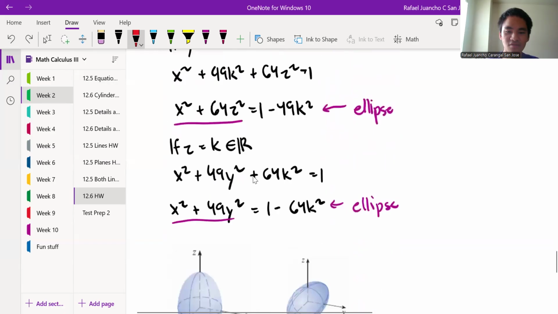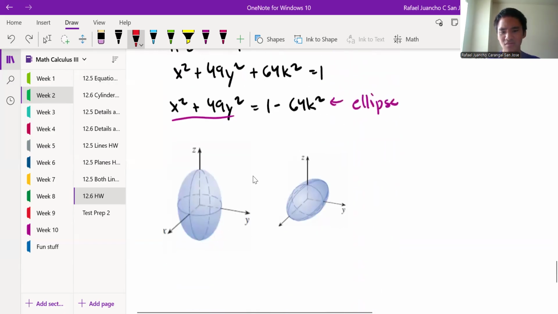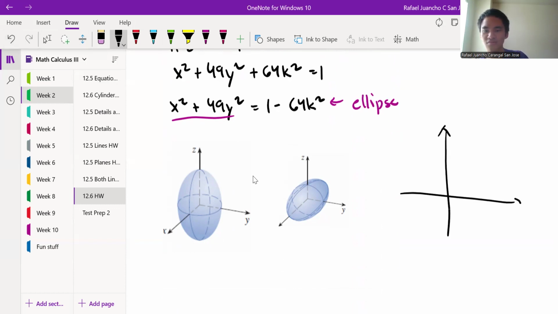49 and 64. How would that look? Let's say I'm gonna do it in 2D. Y and Z. 49 and 64 would be like what?